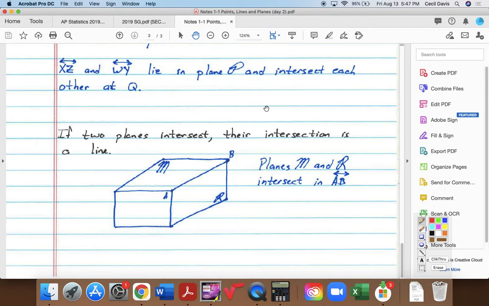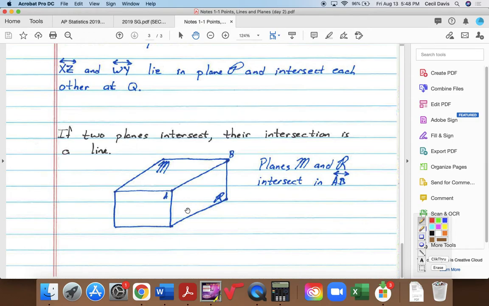Now, if two planes intersect, their intersection is a line. So, this diagram is meant to illustrate something like a box. Think about a shoebox, for example. Plane M is the top of the shoebox. Plane R is one of the sides of the shoebox. And again, remember, a plane actually extends infinitely in all directions. It doesn't stop like the box does, but the box is a pretty good illustration here.